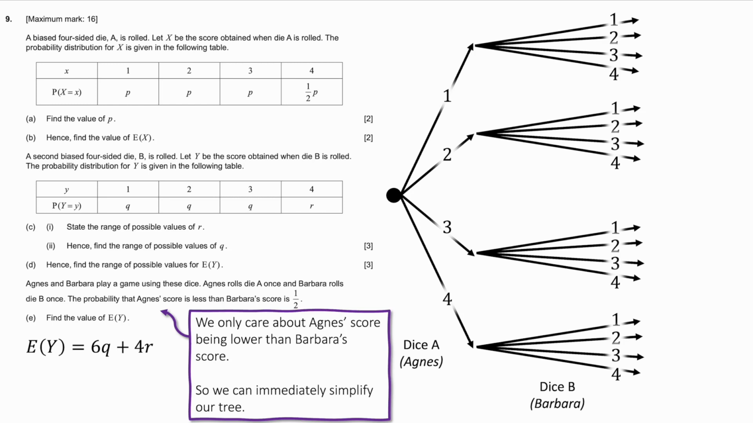And we only care about when Agnes' score is less than Barbara's score. I'm going to highlight that here. So all these branches here is when the second score is more than the first score. So for example, I've got the branch 2, Agnes scores a 2, then Barbara must score a 3 or a 4 for it to be more than that. When Agnes scores a 3, it must be a 4 afterwards to get more than that. And when it's a 1, it must be 2, 3, or 4 to get more than that.